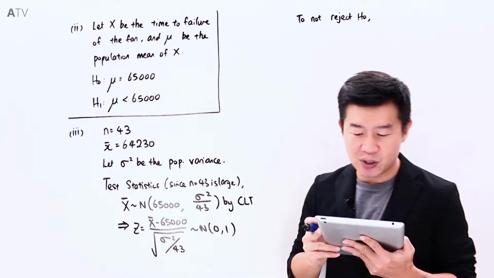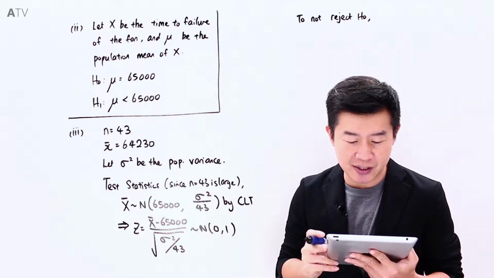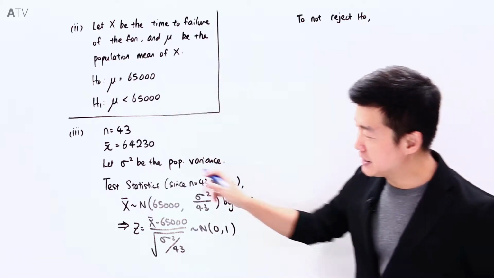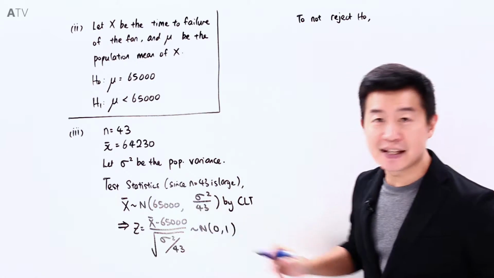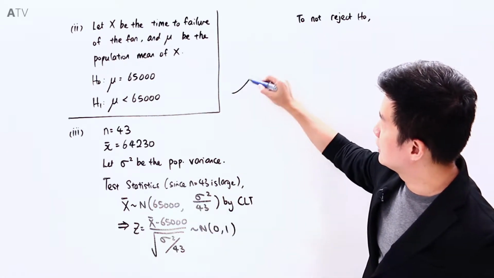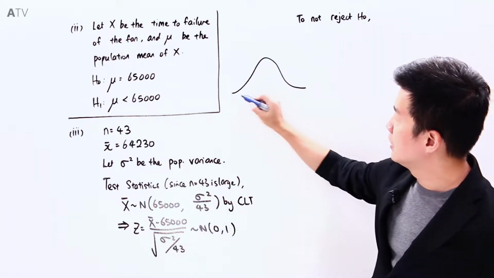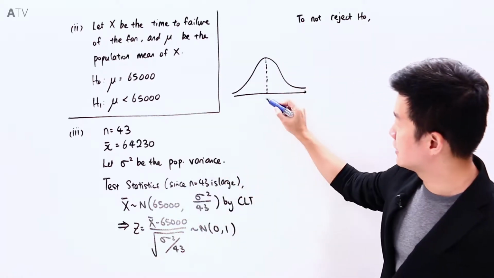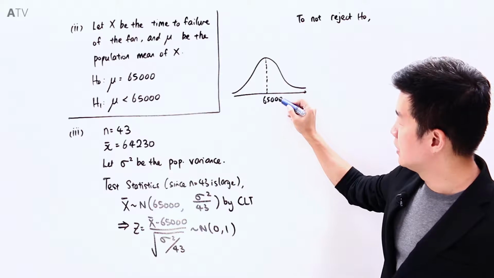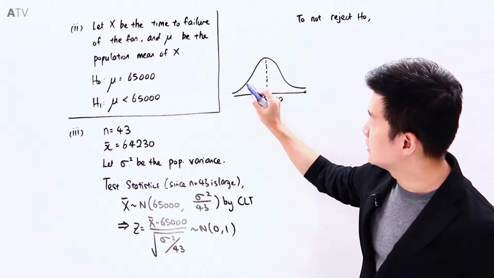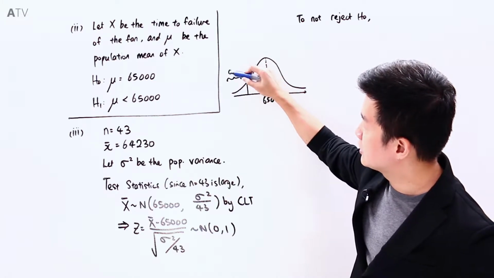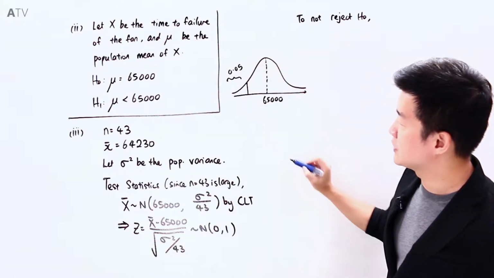It is further given to us that at 5% level of significance, there is no reason to reject the null hypothesis, which means that if I were to take reference from the test statistic, we are looking at a bell curve where the center of our bell curve is 65,000. Since we are looking at the left tail test, the critical region is going to be on the left hand side, and it is a 5% test, so the area here is going to be 0.05.